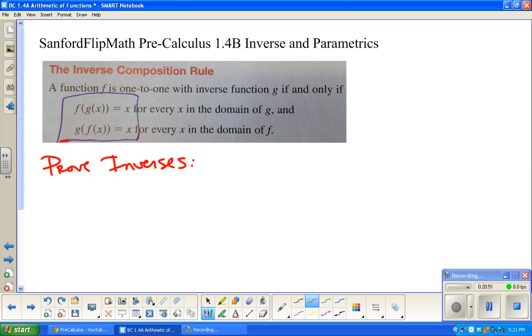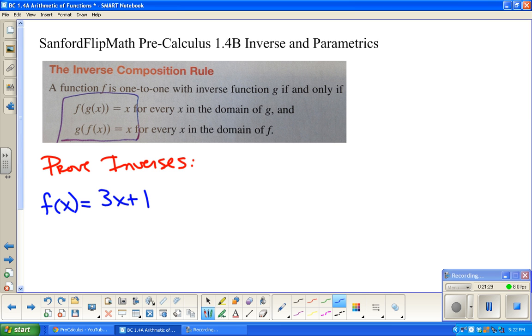Basically, to prove that two things are inverses, g of x would be the function that did something, and f would be the function that undid it, and you'd be back to x. And in the same way, f of x would be doing something, and g of x would undo it and get you back to x. That's conceptually what needs to happen, and in a practical way, what we have to do is show that by doing composition of functions. So, for instance, let's say we have f of x is 3x plus 1.